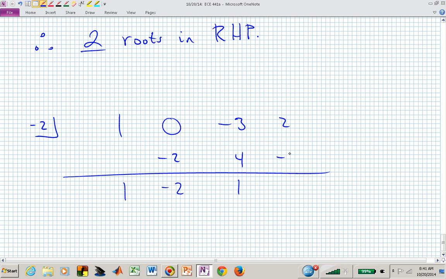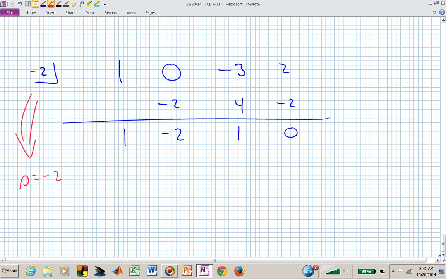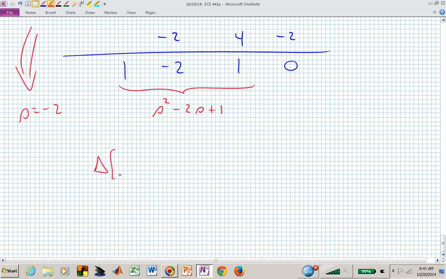We have 1 times minus 2. So yes, it was a factor. S equal minus 2 is what this is telling us was actually a root of that original. And when we factor out that s plus 2 factor, we have s squared minus 2s plus 1. Or delta of s, we've now figured out, is this s plus 2 factor and an s squared minus 2s plus 1.